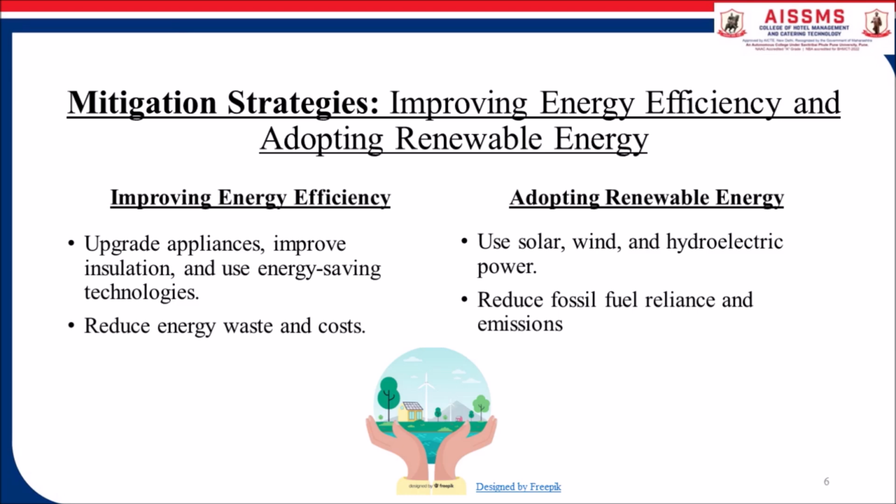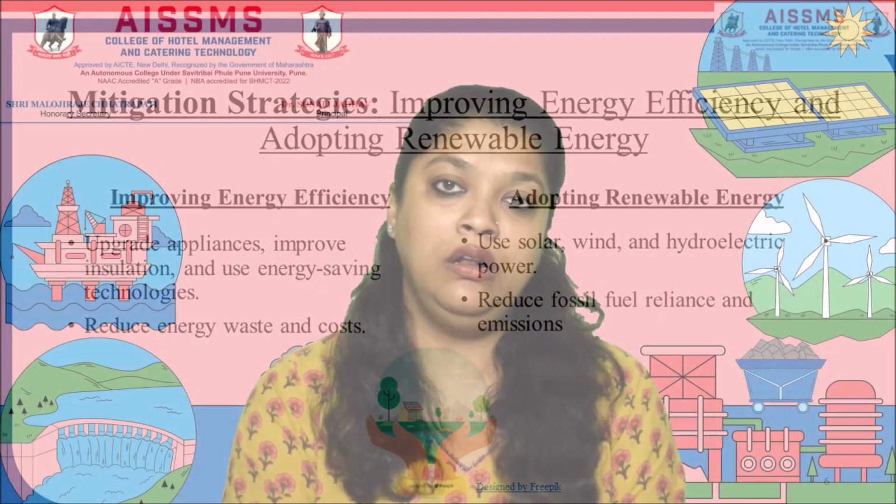What is adopting renewable energy? Renewable energy sources like solar, wind, and hydroelectric power generate electricity without producing harmful emissions. By transitioning to renewable energy, we can reduce reliance on fossil fuels. We can mitigate climate change, or rather reduce climate change, and promote environmental sustainability. The second point, which is promoting sustainable mobility.